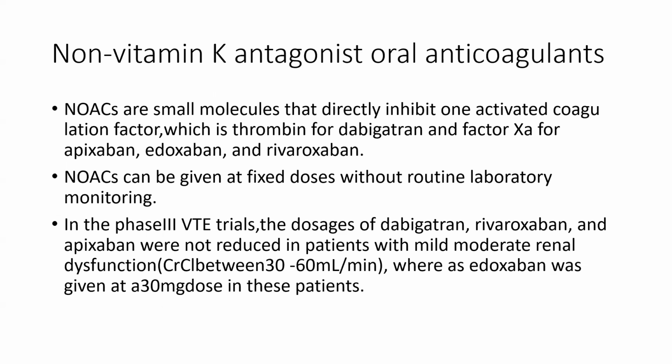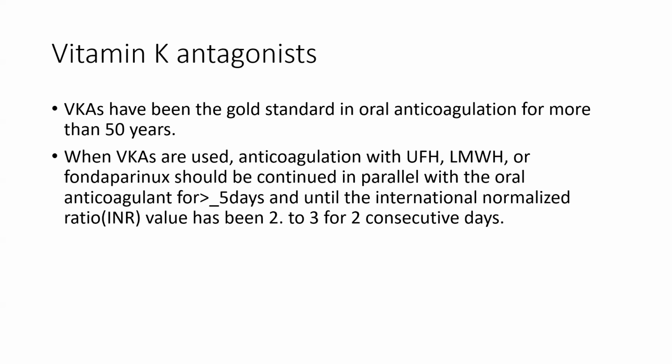Then the next line of action is the NOACs. NOACs are small molecules that directly inhibit one activated coagulation factor, which is thrombin for dabigatran, and factor Xa for apixaban, edoxaban, and rivaroxaban. So NOACs can be given at fixed doses without routine lab monitoring. In phase 3 venous thromboembolism trials, the dosage of dabigatran, rivaroxaban, and apixaban was not reduced in patients with mild to moderate renal dysfunction, whereas edoxaban is given in a dose of 30 mg.